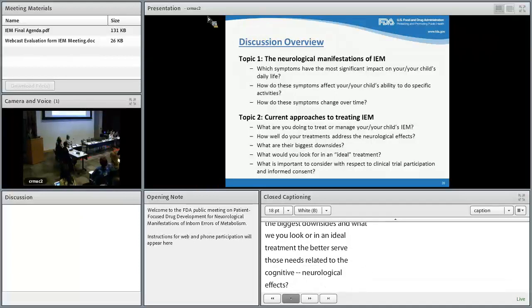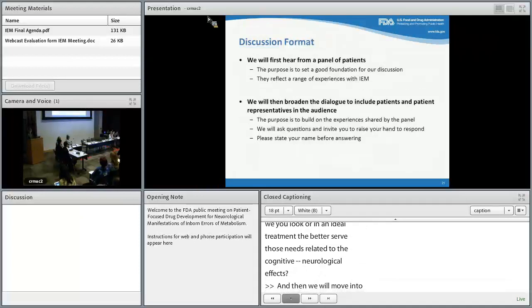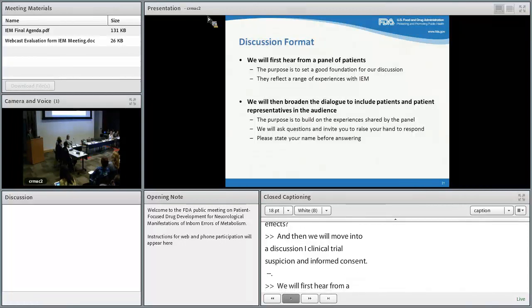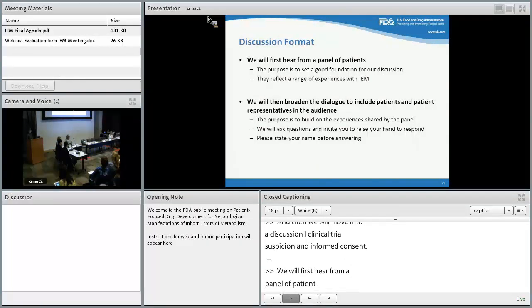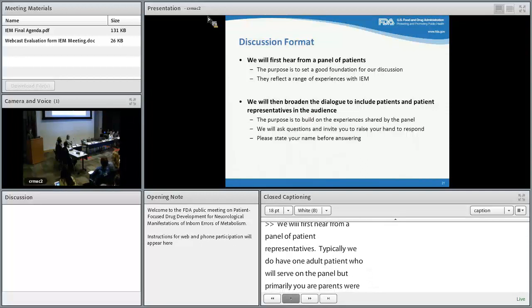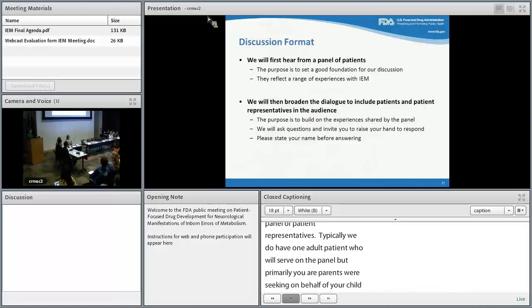And then we'll move into a discussion on clinical trial participation and informed consent. For each of those two topics, we're first going to hear from a panel of patient representatives. Typically, we do have one adult patient who will serve on the panel, but primarily parents who are speaking on behalf of your child or children.